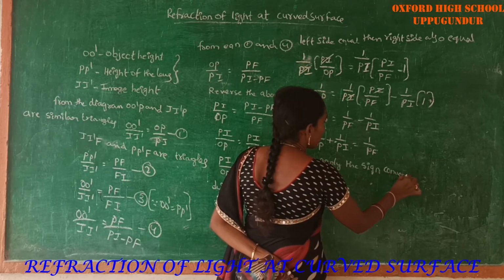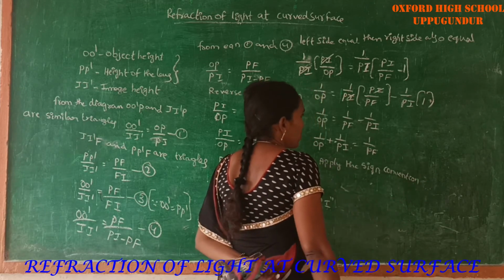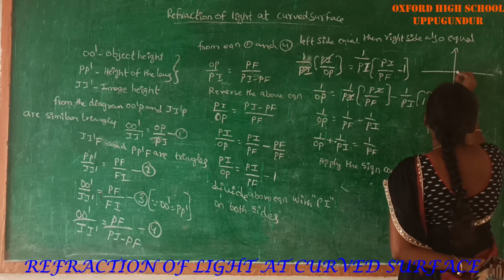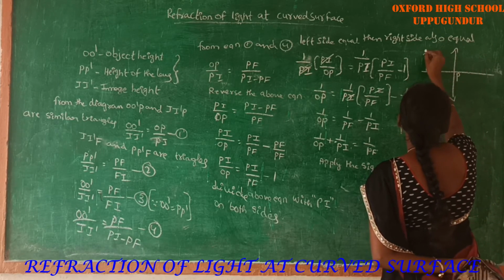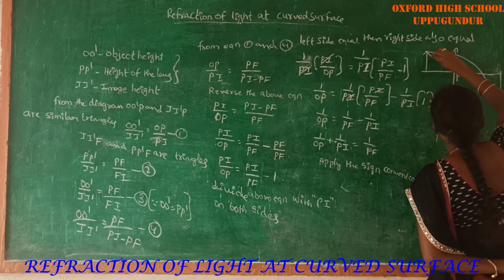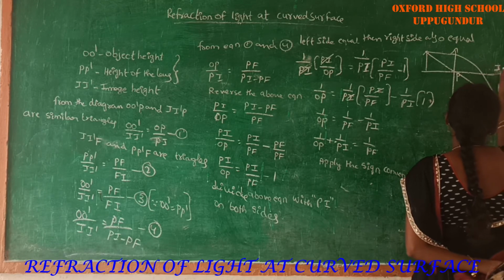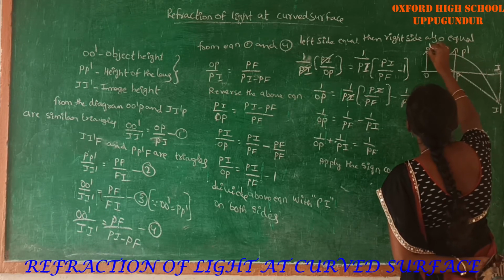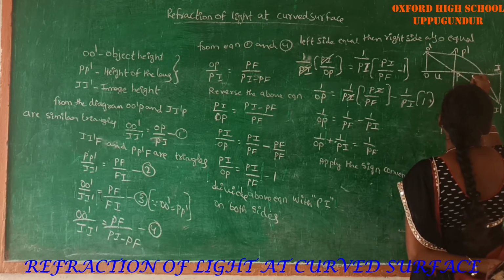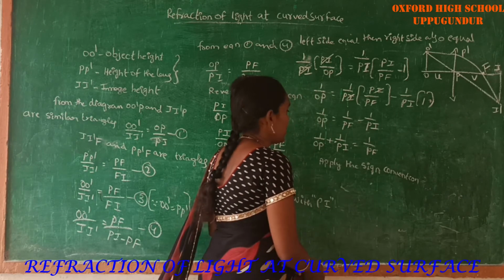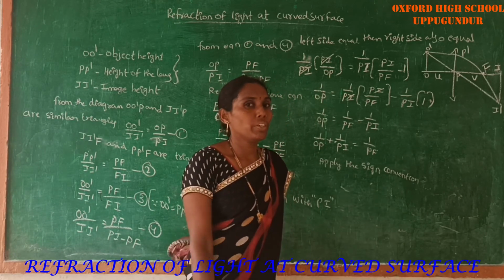Already we know very well, all distances should be measured from the pole. Here look at the board: P, I dash, P dash, O dash. Object distance, image distance. Here this is for focal length f. Apply the sign convention. All distances should be measured from the pole.